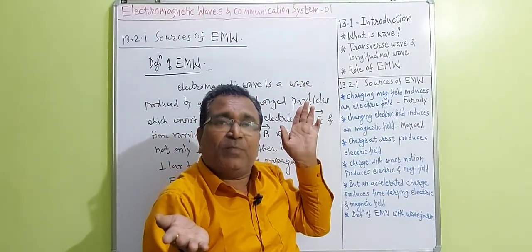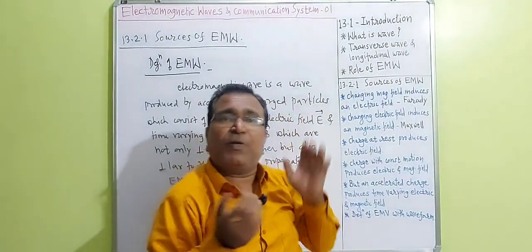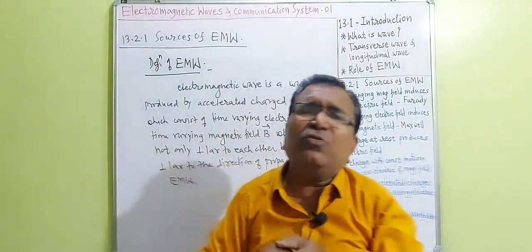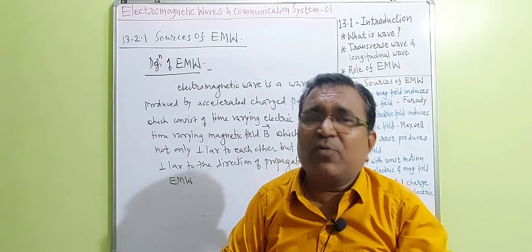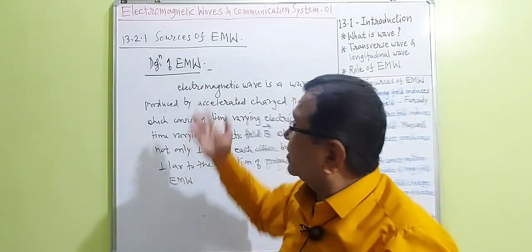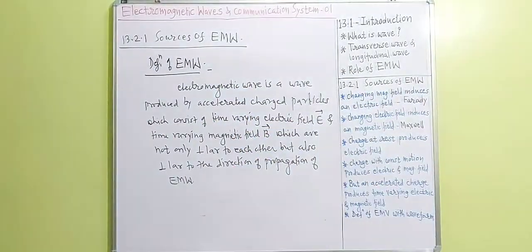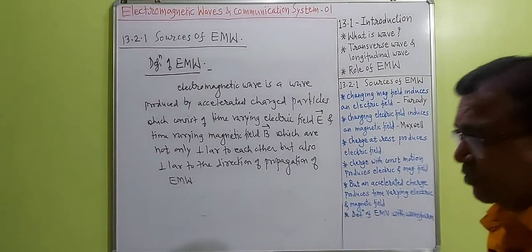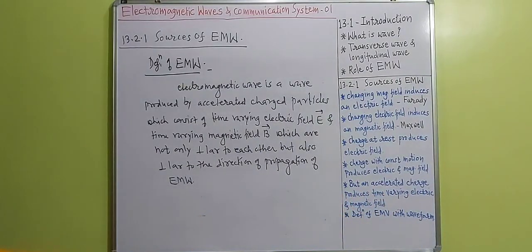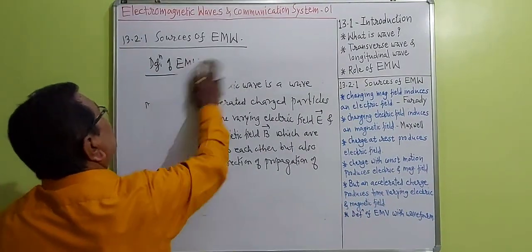Maximum amplitude, minimum amplitude. And how the diagram of electromagnetic wave is drawn, that we will see. So take a screenshot of this definition of electromagnetic wave. Okay, how can we draw the diagram?